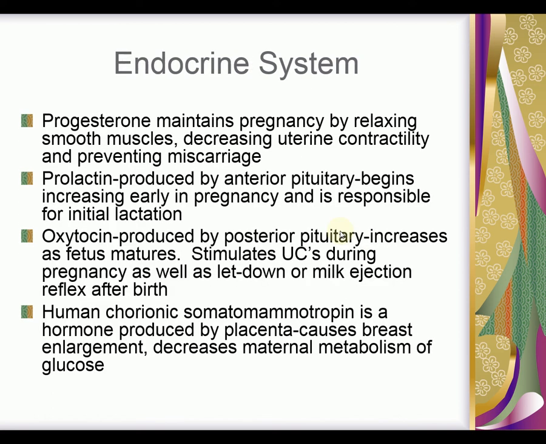So then we get to our endocrine system. Your book doesn't have a whole lot to say about your endocrine system, although it does give you a table on page 299 to look at. But most of the things that we're looking at in pregnancy with our hormones, the things that we are more concerned about, it's the progesterone. Progesterone is going to maintain your pregnancy. It maintains your pregnancy simply by relaxing your smooth muscles.